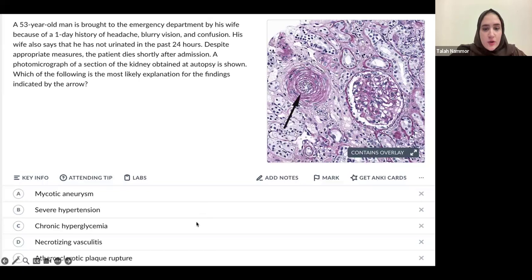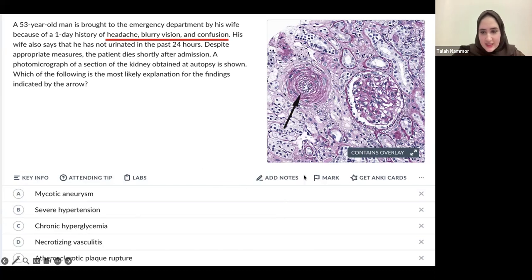In this question, we have a 53-year-old man who came to the emergency department because he has headache, blurry vision, and confusion. They did everything and he still died. And then we can see this autopsy. So what do you think is important? The headache, the blurry vision, and confusion. Why? Because these are symptoms of what, guys? When you have headache, blurry vision, and confusion.